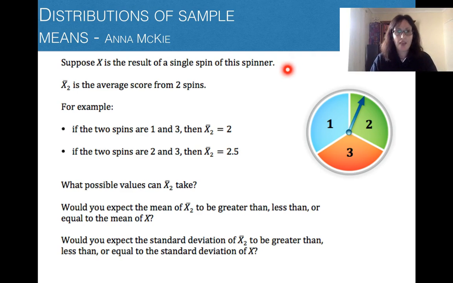Suppose X is the result of a single spin of this spinner here. So X is the result, that means the different options that we could get. So we could get 1, 2 or 3 as our possible values.